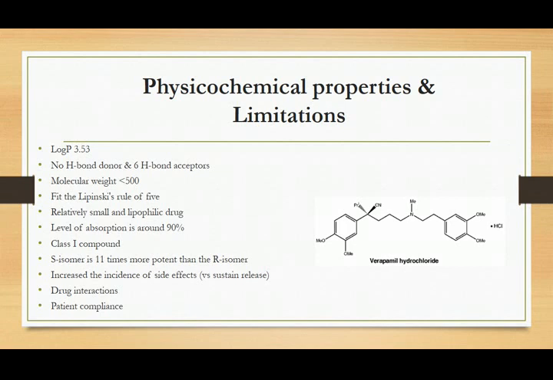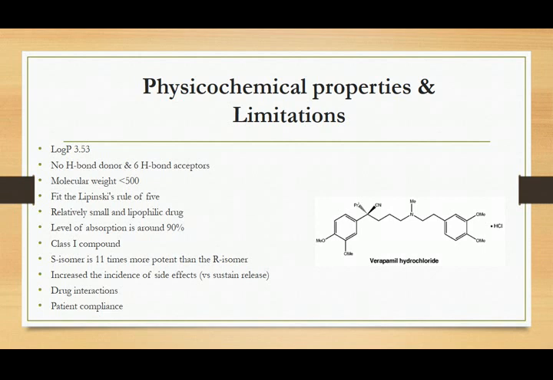The calculated log-P of verapamil is 3.53. Molecular weight is around 450, with no hydrogen bond donor and 6 hydrogen bond acceptors. All these physical-chemical properties fit Lipinski's rule of 5, which indicates verapamil is a relatively small and lipophilic drug, giving rise to good membrane permeability.